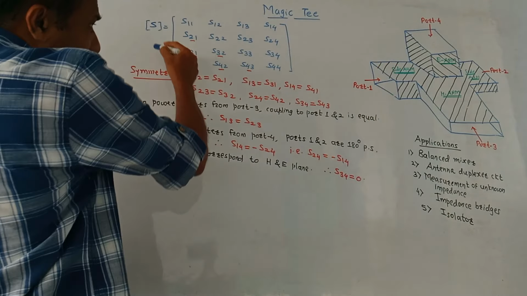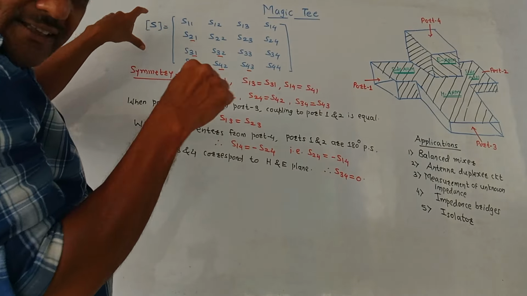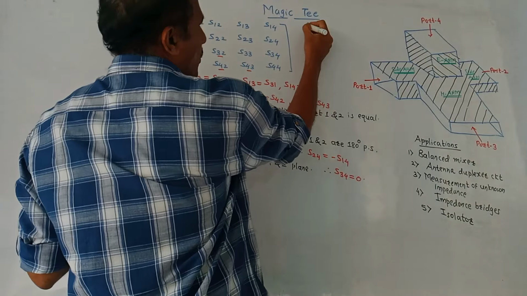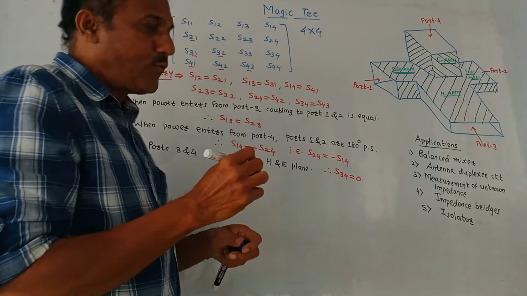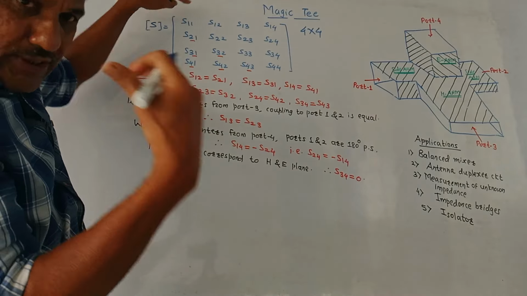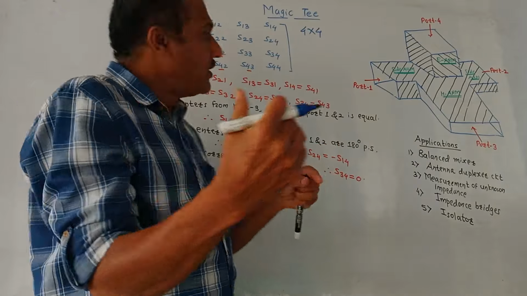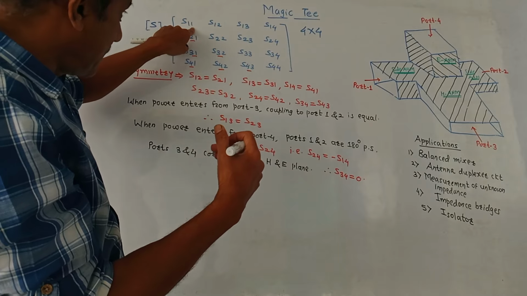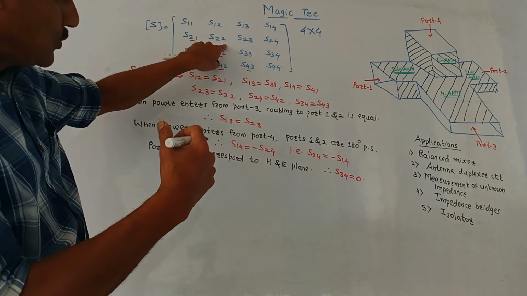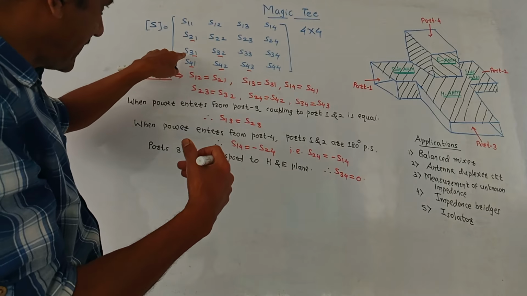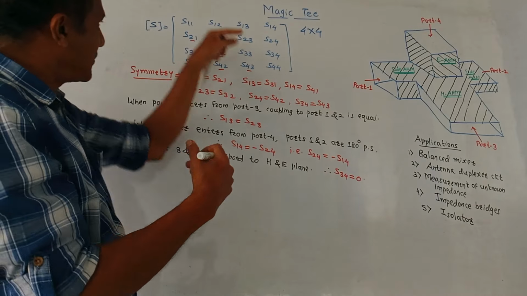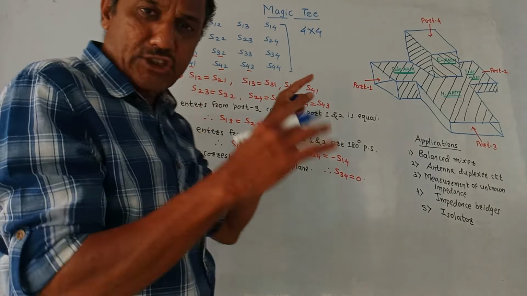This is the S matrix of magic T. याद रखने के लिए बहुत सिंपल है. Since there are 4 ports, the size of matrix will be 4 rows and 4 columns. That means 4 by 4. This is the first row, so I have written the notations. S, we know that it is a scattering parameter. So S11, S12, S13, S14. Second row, S21, S22, S23, S24. Same way, third row and fourth row. So I have written the generalized notation starting from S11 to S44.